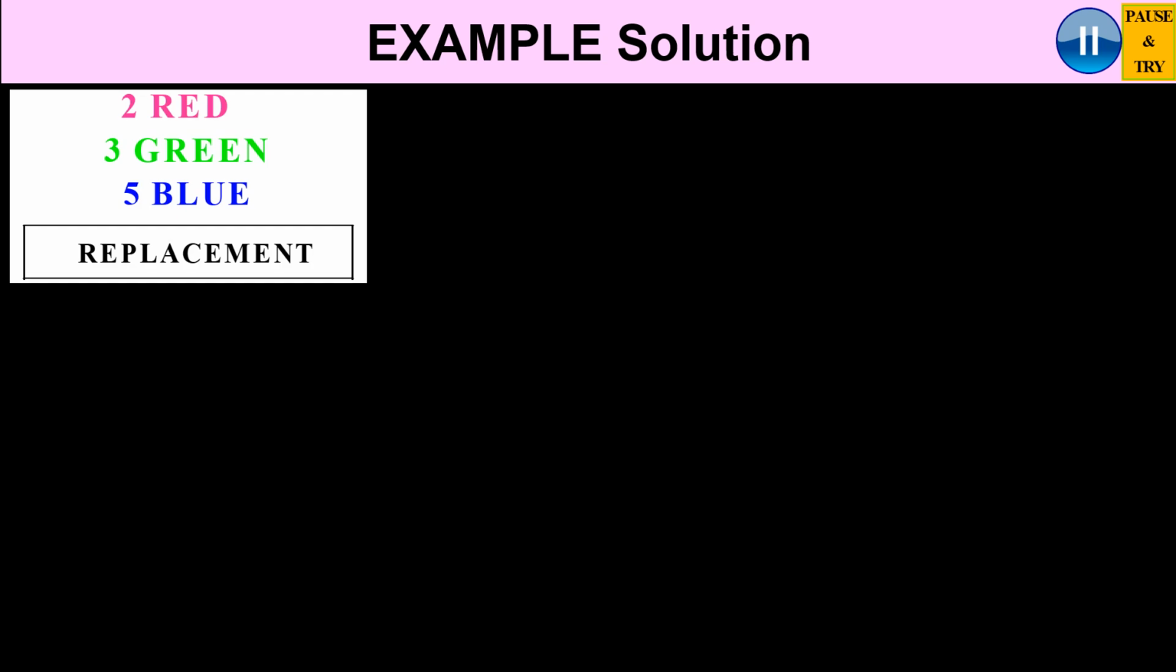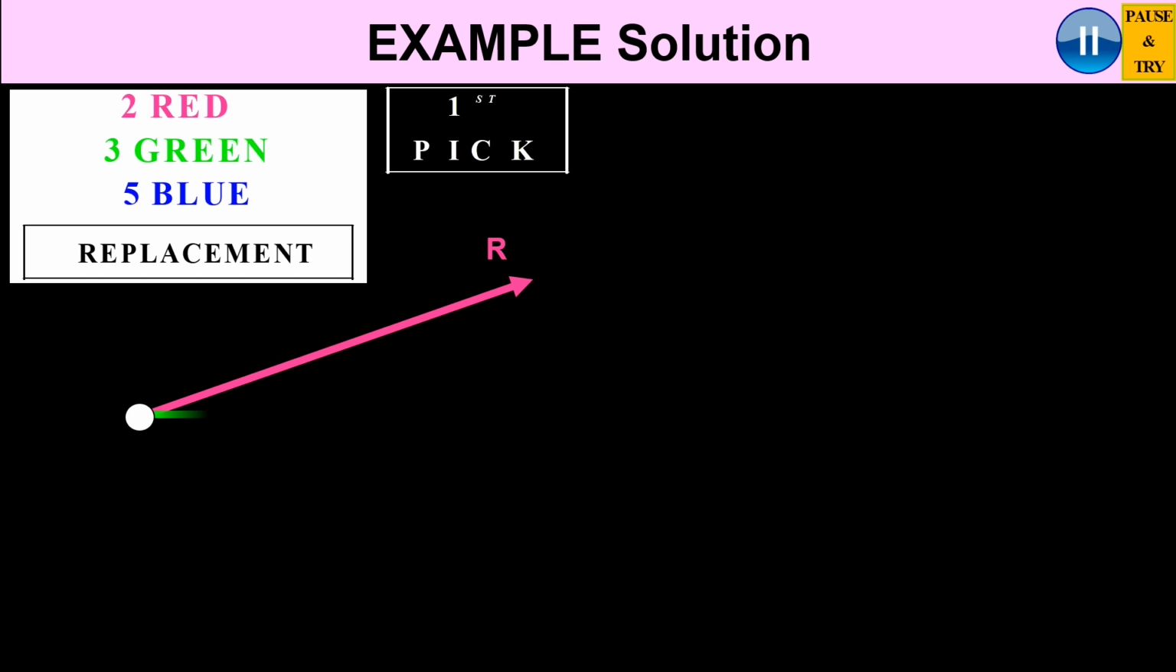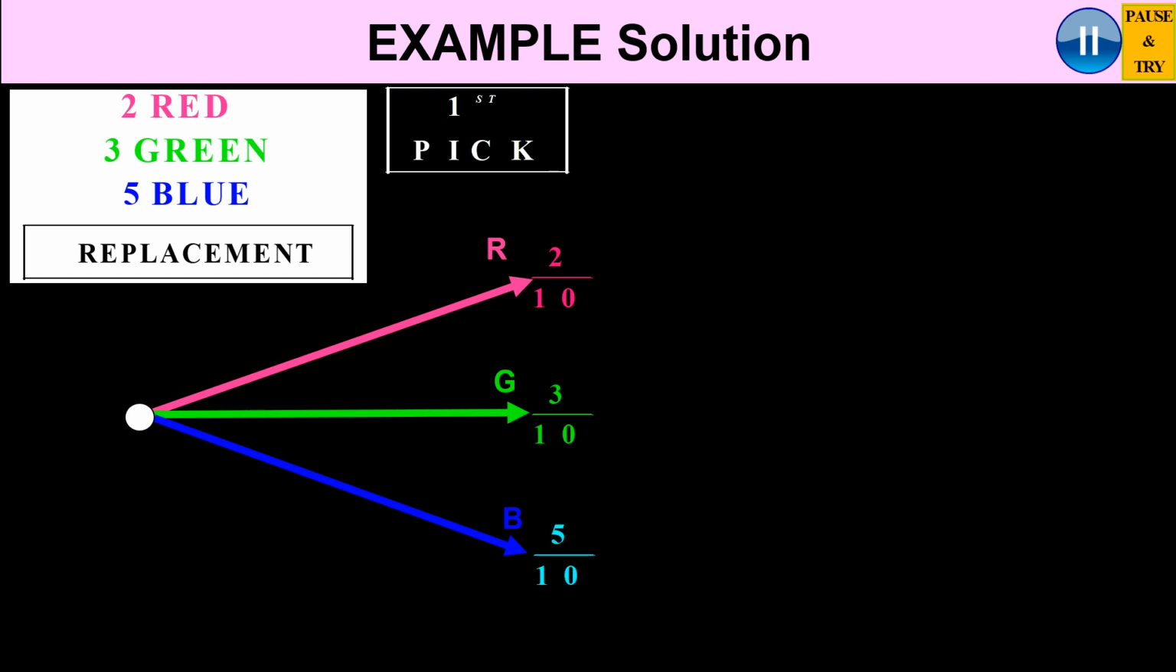Now let's construct the tree diagram. Let's look at the given information. We've got 2 red, 3 green and 5 blue, and we've noted that once we take out a paper clip, we put it back. So let's start with the first pick. My first pick can either be a red paper clip, or a green one, or a blue one. How many red paper clips are there? 2, and then we have a total of 10. So I'm just using some nice numbers here. 2 out of 10, then 3 over 10, and then 5 over 10. Now I can have my second pick, and I put it back. So once I take out a paper clip, I replace it again.